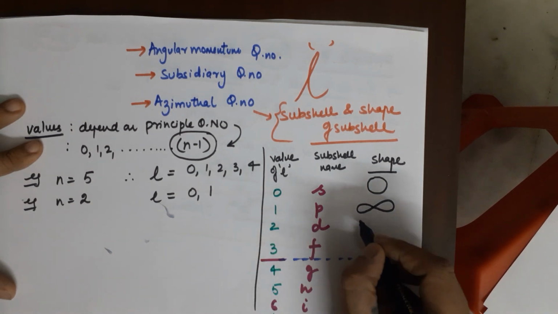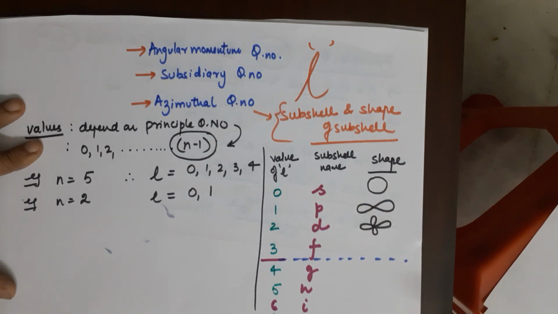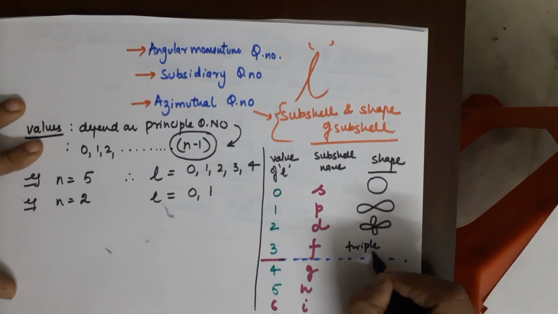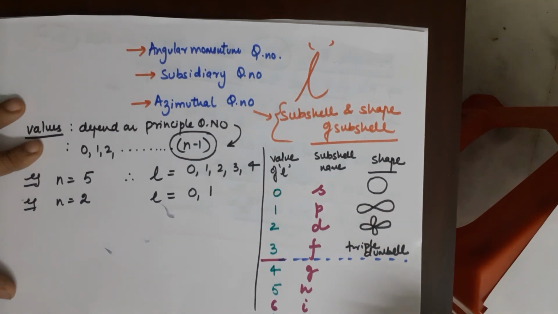Coming to the d subshell, it is a double dumbbell which looks like this. As far as the f subshell is concerned, it is actually a triple dumbbell in shape, but we do not go into any details. We do not draw its shape because it is not possible for us to draw the orbitals of a triple dumbbell on a sheet of paper in two dimensions. So you are never even asked to do them.